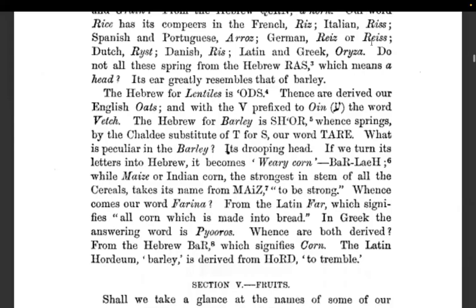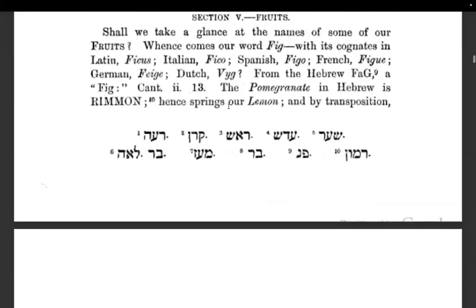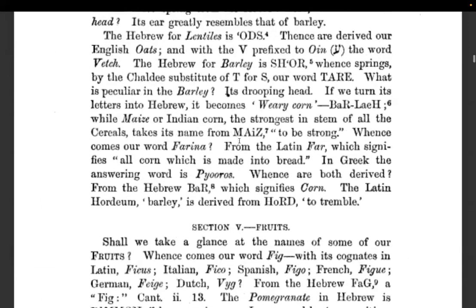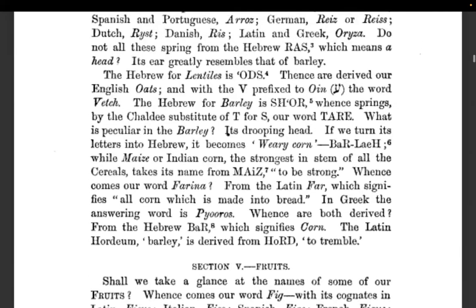Our word rice has its compeers in the French riz, Italian ris, Spanish and Portuguese arroz, German riz, or ris, Dutch Rijst, and Danish Riz. Latin and Greek oreza. Do not all these spring from the Hebrew raz, which is raz, resh, aleph, sheen, which means a head? Its ear greatly resembles that of barley.